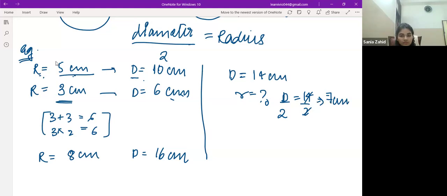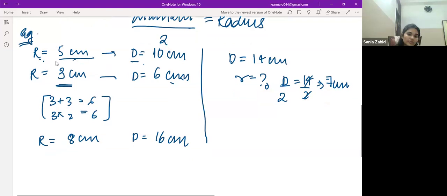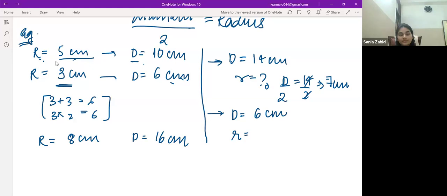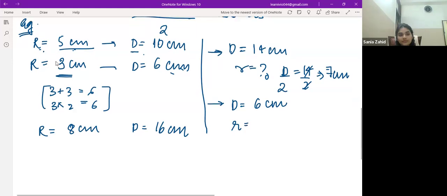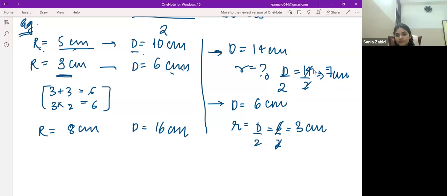Do you understand this, both of you? Yes, ma'am. Okay. Now diameter is 6 centimeter. So what is the radius? We'll do 6 by 2. So what's the answer? 3. 3 centimeter. Understood this thing? Yes, ma'am.